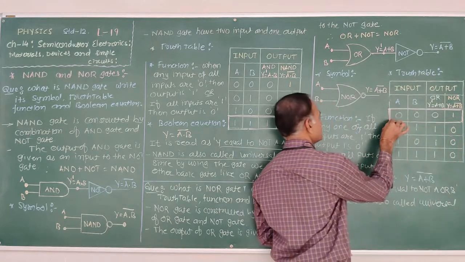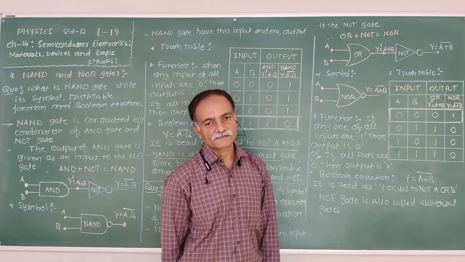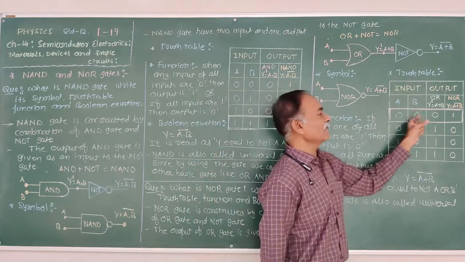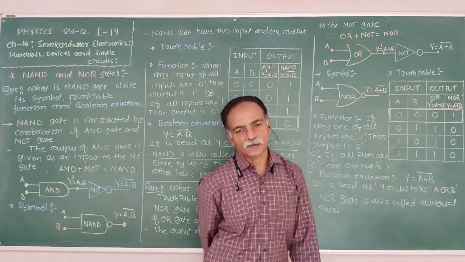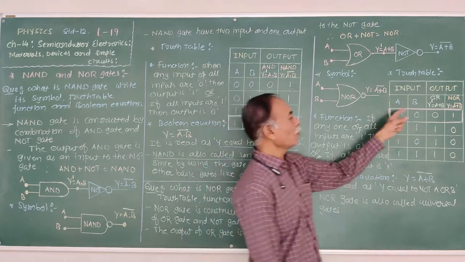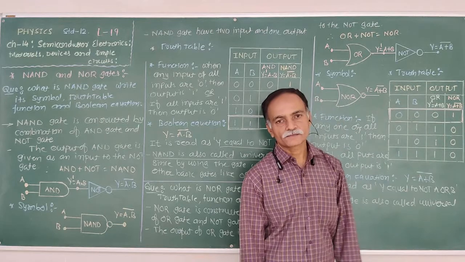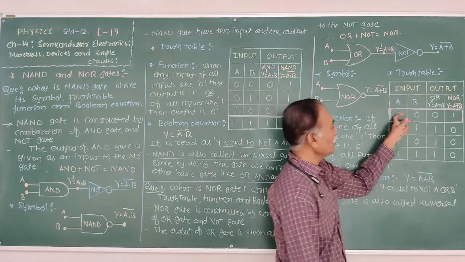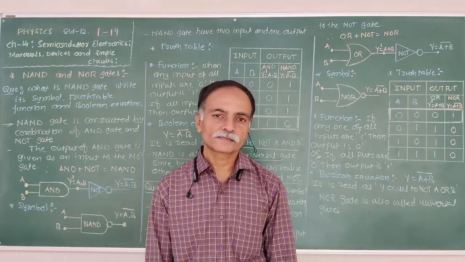So we can describe the function of the NOR gate from this characteristic. If all inputs are 0, output is 1. Function of NOR gate is: if all inputs are 0, output is 1. Again, if all inputs are 0, output is 1.